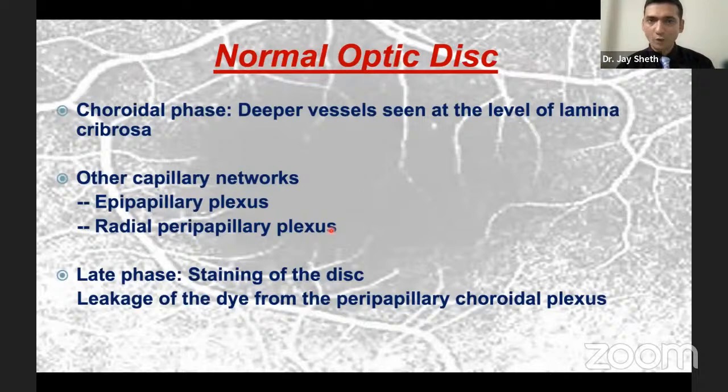Next, we come to the normal optic disc. So in a choroidal phase, the deeper vessels can be seen at the level of the normal lamina cribrosa. Along with that, in a very early phase, we can also see the epipapillary plexus and the radial peripapillary plexus. So we can see those small, finer vessels at the level of the optic disc in the choroidal phase. And in the late phase, the margins of the optic disc will appear hyper because of the staining from the peripapillary choroidal plexuses.